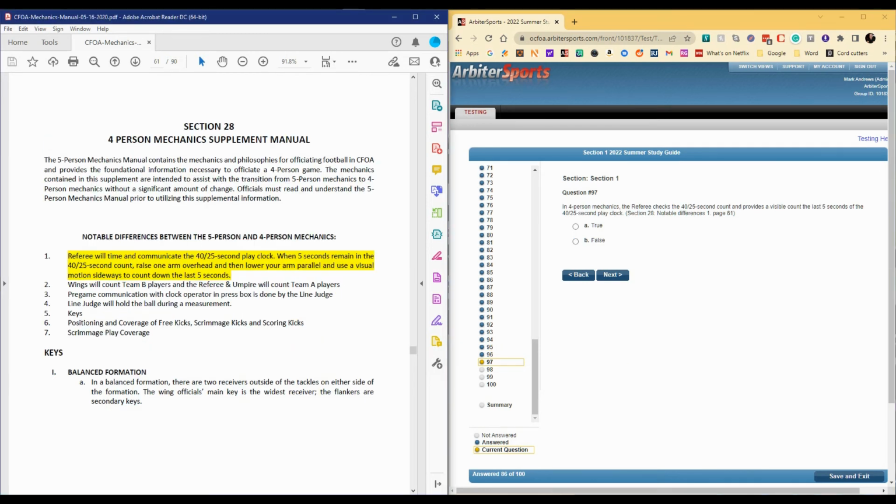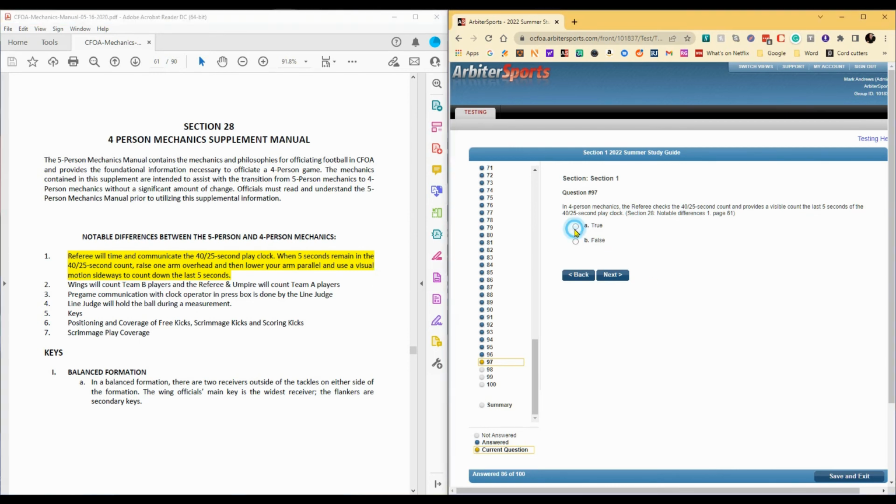Okay, question 97. In four-person mechanics, which we never do. No, it's not true. We might have somebody go down, and then we're in four-person mechanics. But if it's a true four-person game, then we don't have a back judge. We have two flanks, a referee, and an umpire. So the referee checks the 40, 25-second count and provides a visible count the last 5 seconds of the 40, 25-second play clock. And as you can see highlighted here, it's exactly what it says. So this is true.